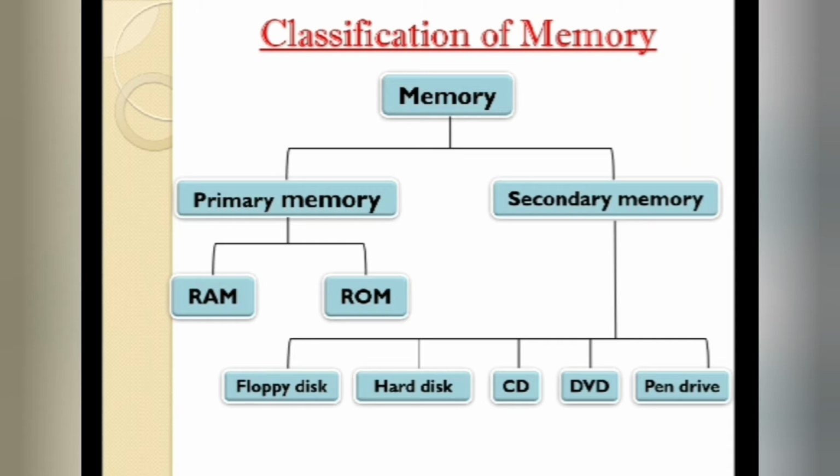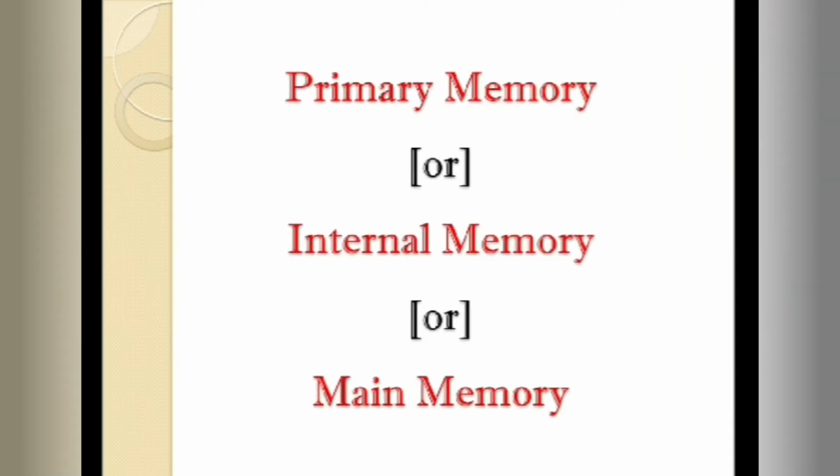Let us see the classification of memory in detail. First, we have to see the primary memory in detail. Primary memory is also called internal memory and also called main memory.